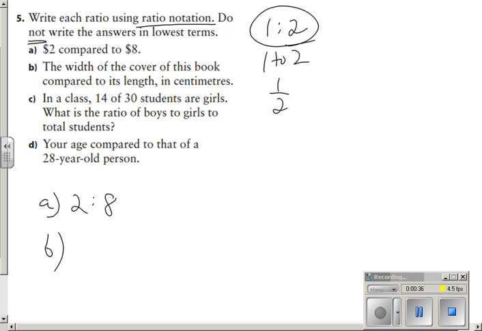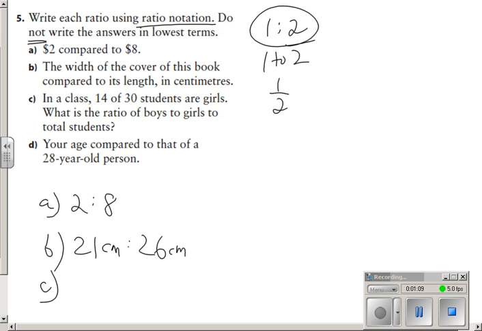The width of the cover of this book compared to the length in centimeters. Well, you can't see the book, but I can. And if I take my ruler, the actual width of the cover of our math book is approximately, wait for it, 21 centimeters. And the length, which I would assume to be the longer of the two, is 26 centimeters. And actually, that's in lowest terms, I believe, so that's something we can't reduce, which is great.